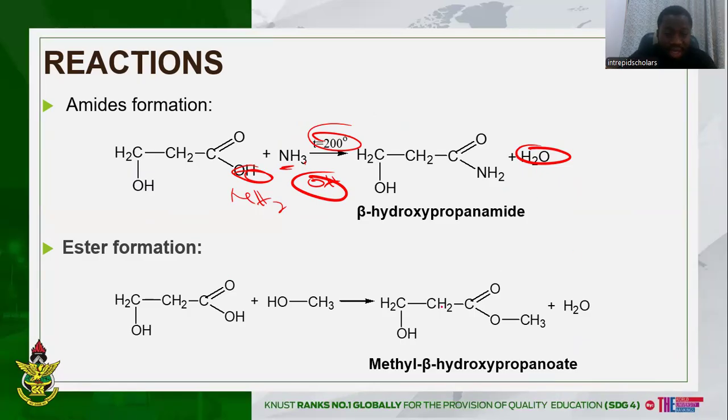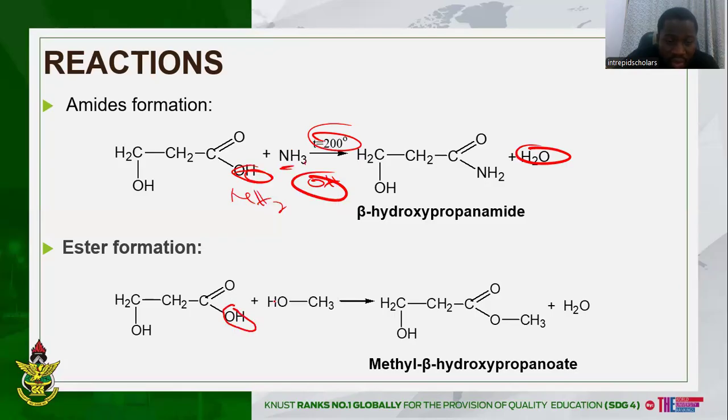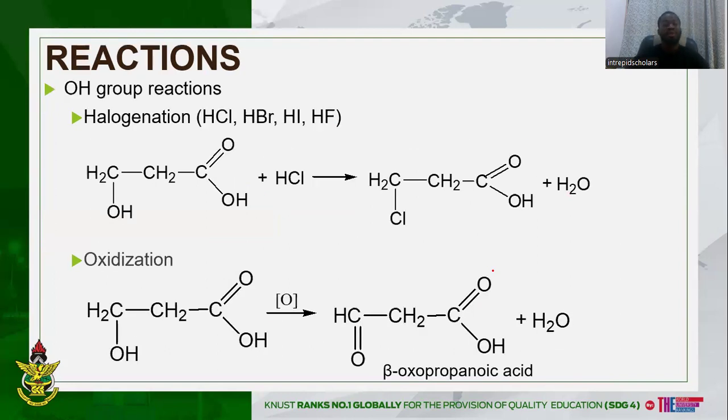So that is what we have here. Now, what will happen? The OH here will go away. The OH here will go away. The H will go away. And so the oxygen here will be directly bonded to this carbon. And that is what we have here, right? Very simple. Now, reactions that the OH side will undergo.